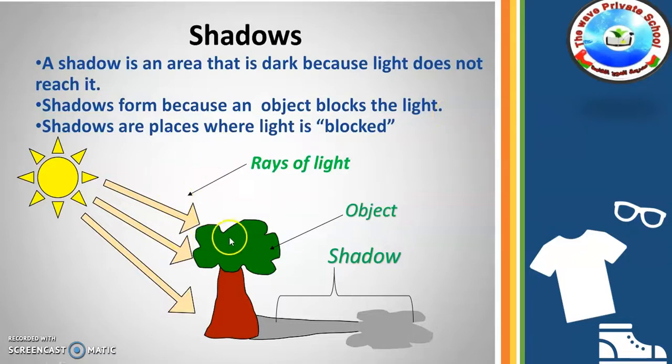Same thing here, what is going on with this illustration. The sun here is our light source, and the tree here is our object, and the dark portion here is the shadow. This shadow is formed because the rays of light cannot reach this area, because something is blocking its way. The object here blocks the rays of light. That is why we have a shadow here.